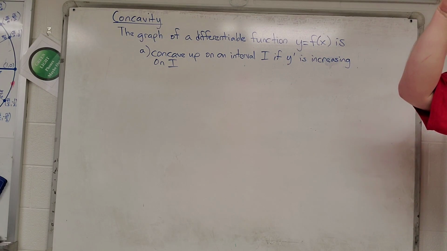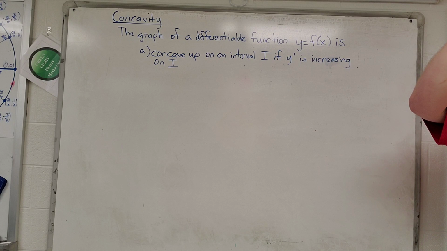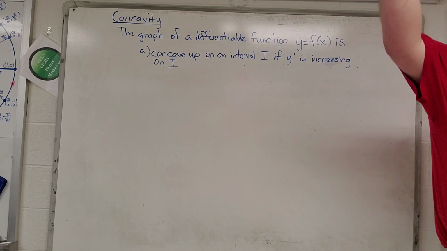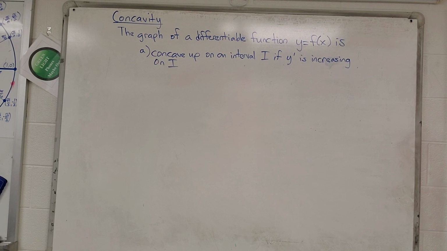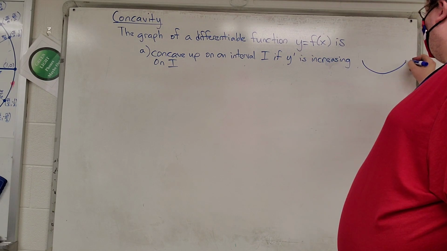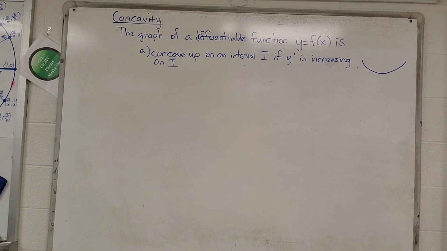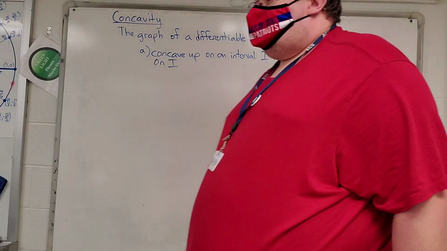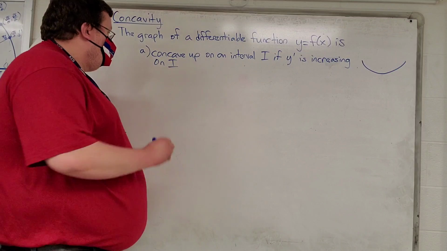is they are increasing, meaning your tangent slopes are getting steeper and steeper and steeper. Okay? Even if they're negative, then that means they're increasing, they're getting closer and closer to zero. So what we end up with, concave up, looks kind of like a smile, sort of. A function is concave up if the derivative is increasing.